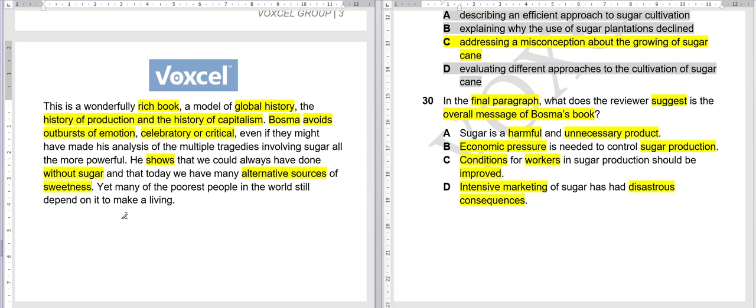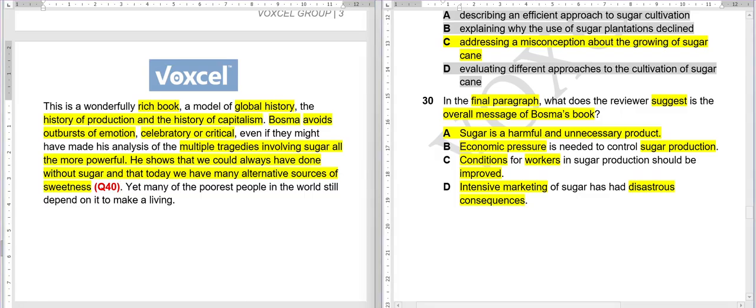Okay, time's up. And the answer to this particular question is A, B, C, or D? Yes, A option. Sugar is a harmful and unnecessary product. Where is it written? Here they have said "multiple strategies involving sugar." And also we could have done without sugar, and there are many alternatives available. So obviously it was unnecessary and harmful. I hope it is clear.